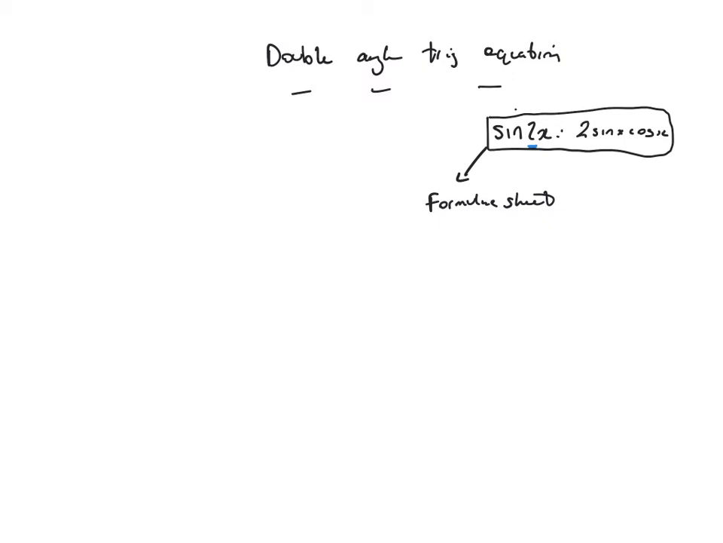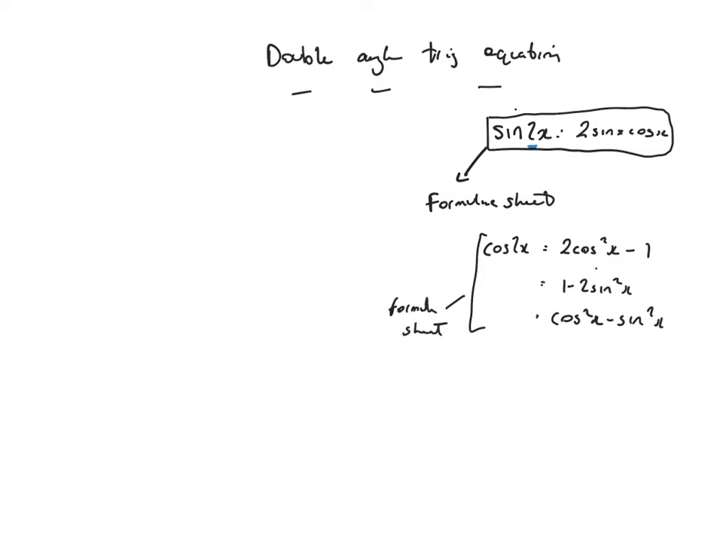Sine 2x is equal to 2 sine x times cos x. And what's also true is that cos 2x is equal to 2 cos squared x minus 1. It's also equal to 1 minus 2 sine squared x. And it is also equal to cos squared x minus sine squared x. And those three will also be in the formula sheet.